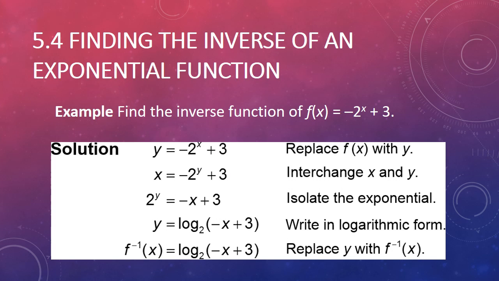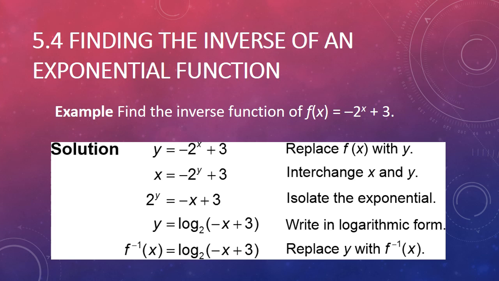Okay, the first thing we do is swap out the x and y values. So we have x equals negative 2 to the y plus 3. Then we're going to get the 2 to the y by itself. In order to do that, what they did here was add 2 to the y to both sides and then subtract x. There are different ways you can accomplish this, but you should end up with 2 to the y equals negative x plus 3.